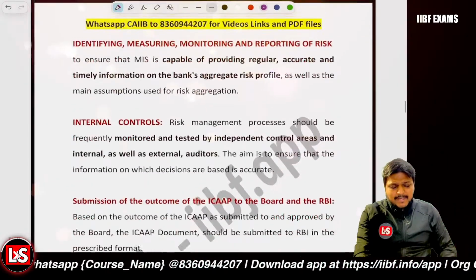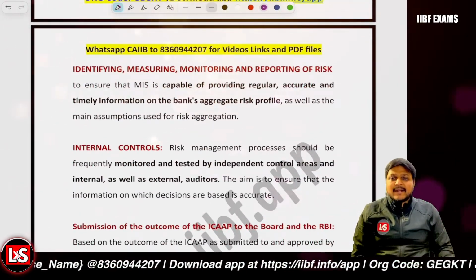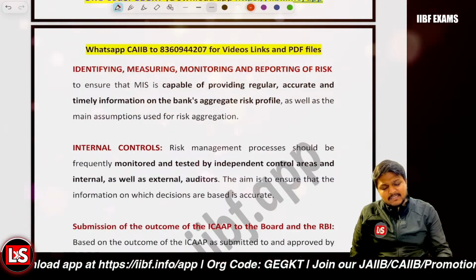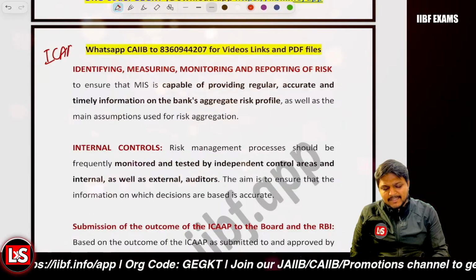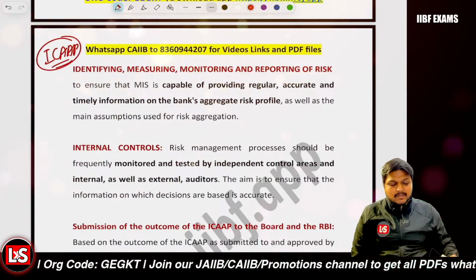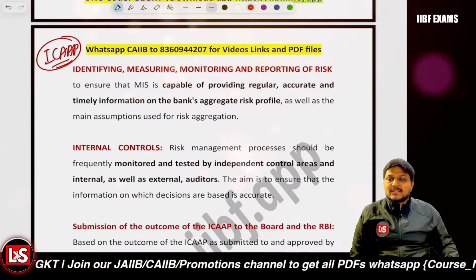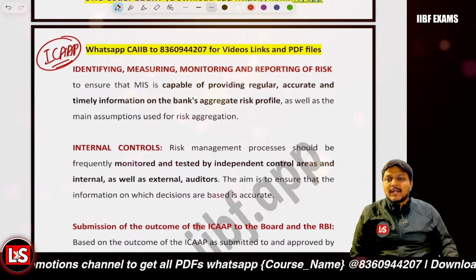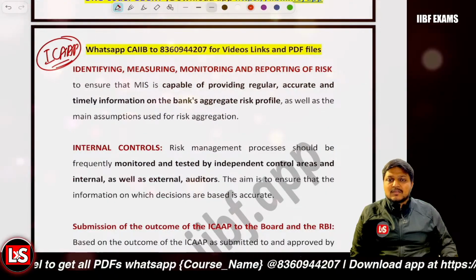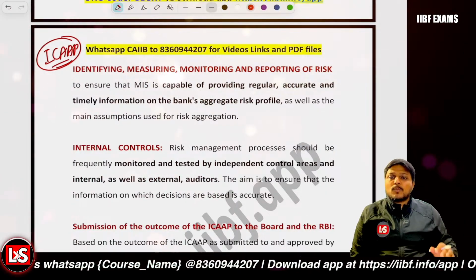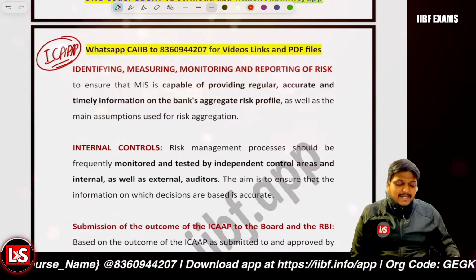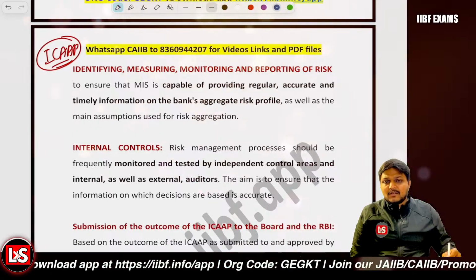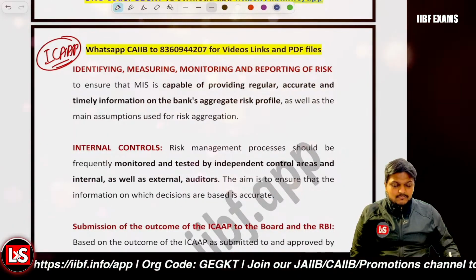The next one is about identifying, measuring, monitoring, and reporting the risk. So definitely it's about the ICAAP. This is a core requirement that the bank must have: the MIS is going to provide regular, accurate, and timely information. Whatever risk is identified must be captured first of all.